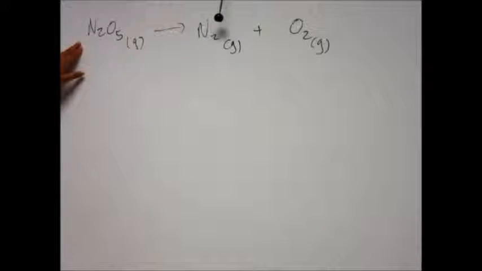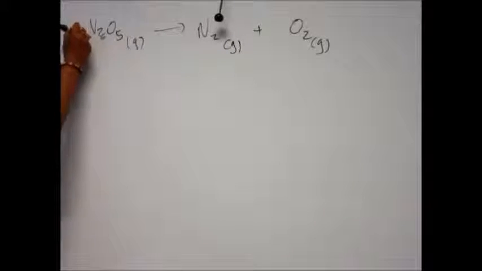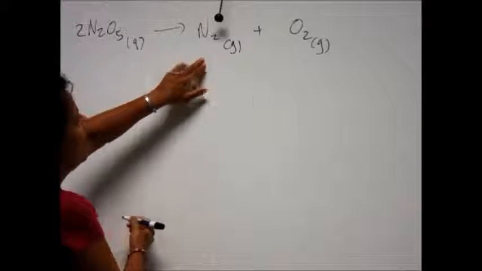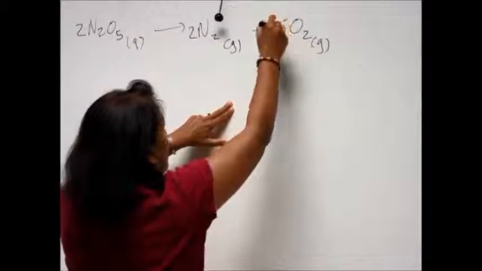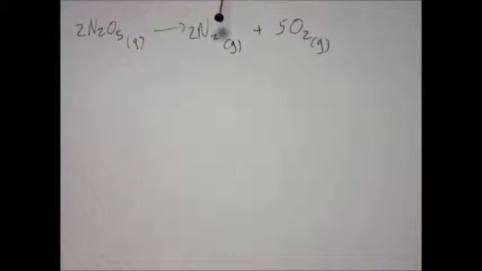Need a 2 in front of the N2O5. And then we put another 2 in front of the N2. And then a 5 in front of the O2. Very good. Did you start with oxygen or did you start with nitrogen? I started with oxygen. Very good. You've got to start somewhere.